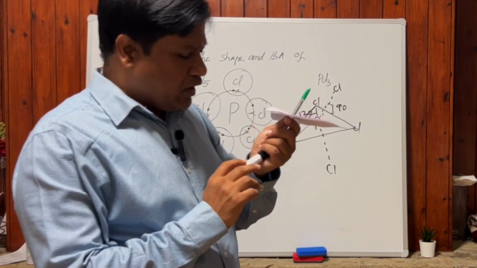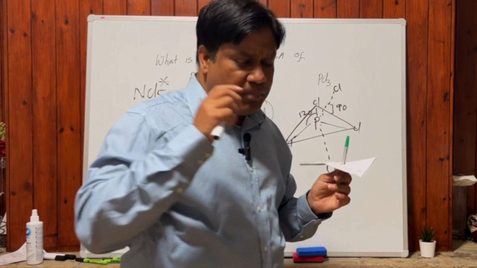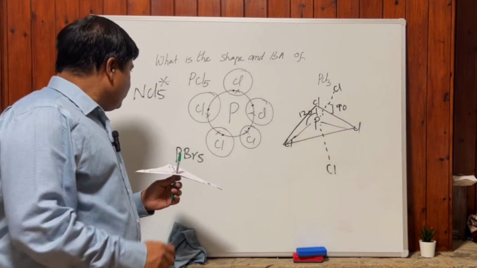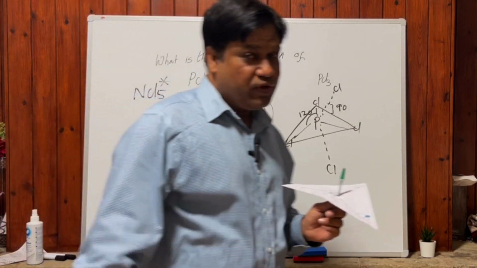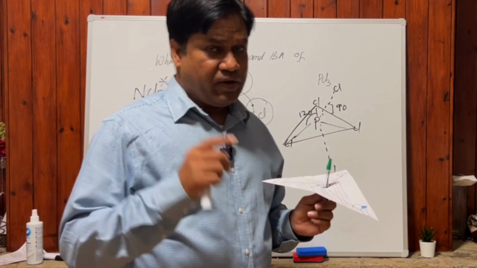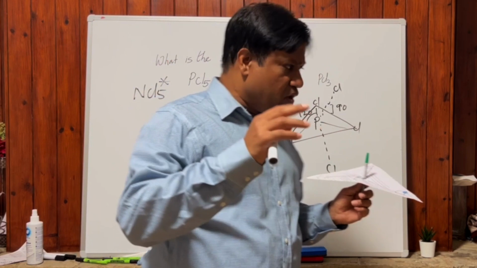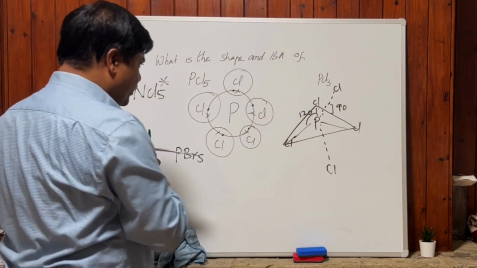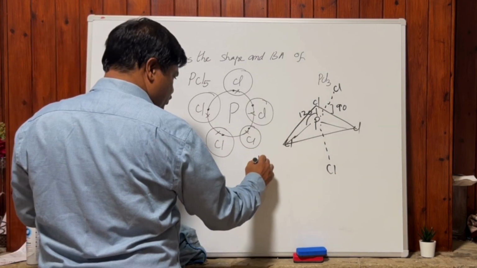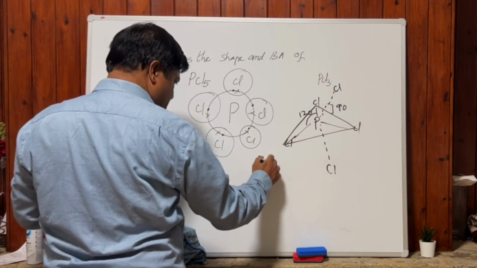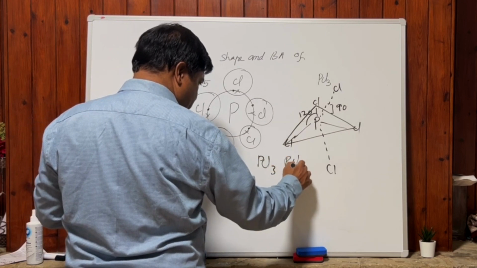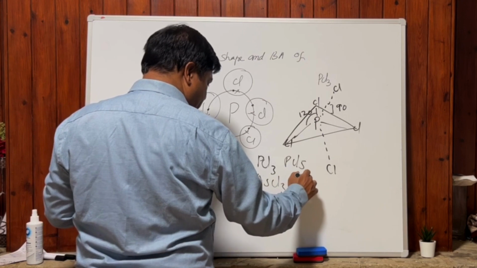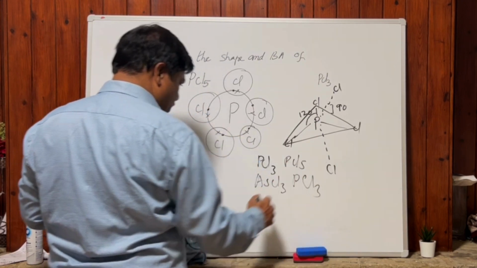Why we cannot have NCl5? Why will there be no compound such as NCl5? I will give you this as a question, so you have to figure it out. There is a PCl5. All 5 halogens are there. So phosphorus can form PCl3 as well as PCl5. Arsenic can form AsCl3 and PCl3 and all the halogens.